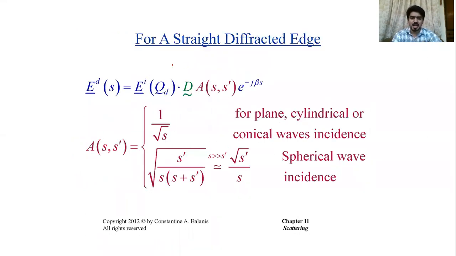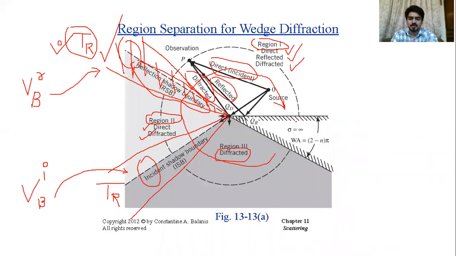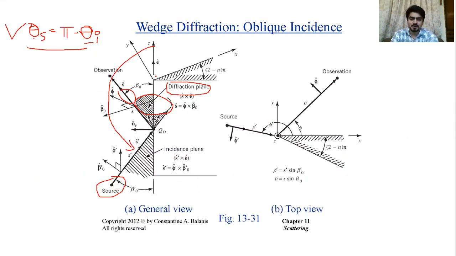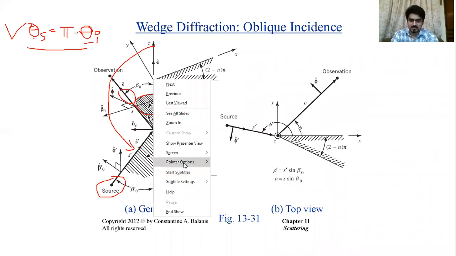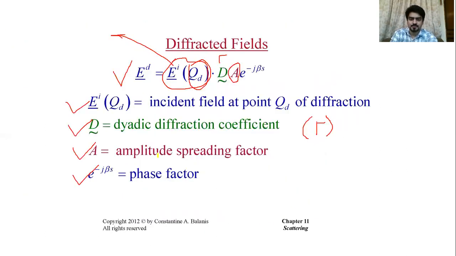Now again, this is the amplitude spreading factor, right? This amplitude spreading factor is not only dependent on the geometry of your structure, or let's say edge. As of now we have discussed a geometry where we have a straight edge, right? Let me just highlight here. This is a straight edge here, but you can also have a curved edge.